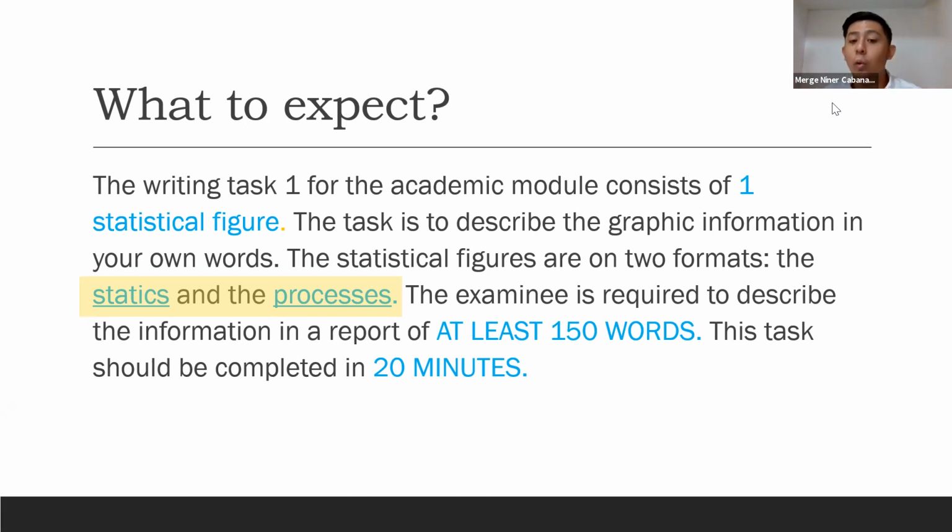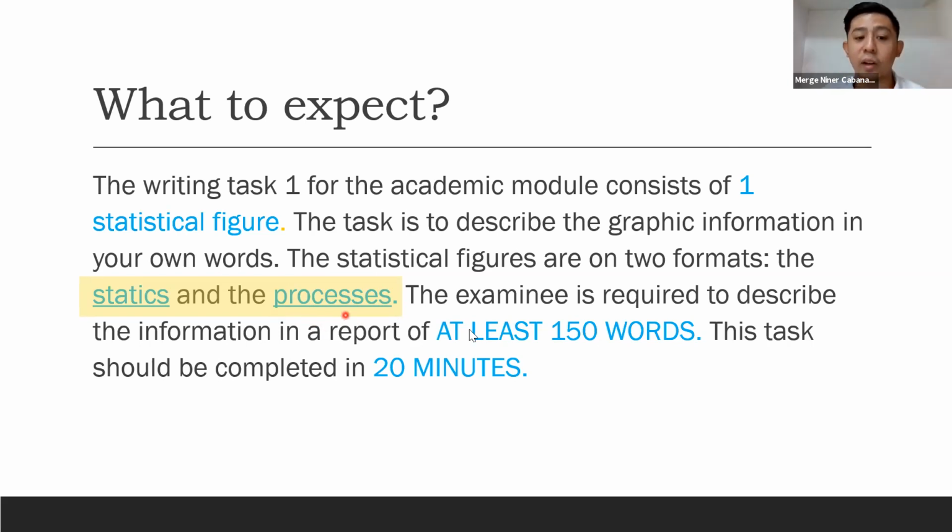Now, what is the most common process? Map, which is exactly why we are here. We want to understand the nature of a map and how to come up with a statistical report that will be appreciated by the examiner when they assess our performance.